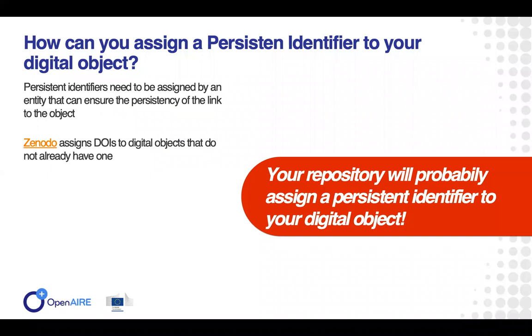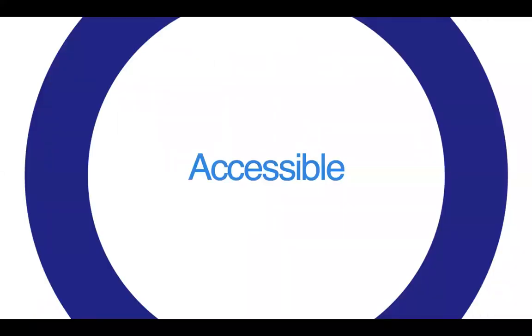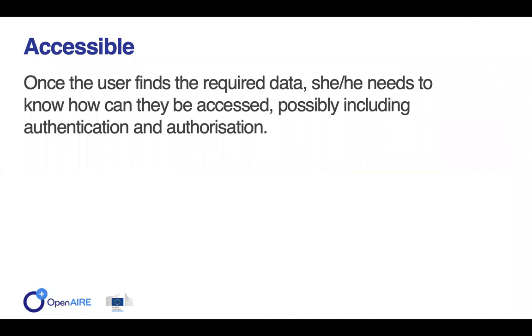How can you assign a DOI, a persistent identifier, to your object? You do not have to care, because persistent identifiers are often assigned by institutions and by repositories. So your repository will probably assign a persistent identifier to your digital object. For example, Zenodo assigns a DOI to the digital objects that do not already have one. We said that persistent identifiers will make your data accessible. What does it mean? It means that once the user finds the data, he or she will have to understand how they can be accessed. And this can also include an authentication or authorization process.